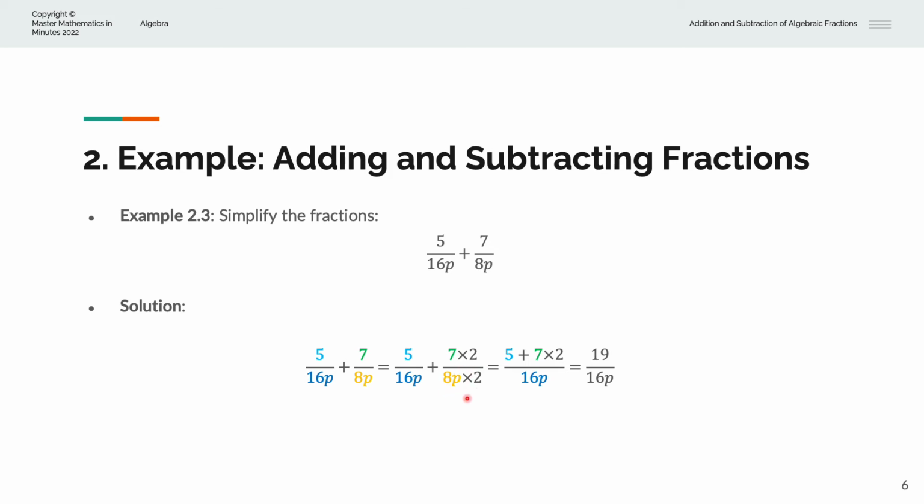So 8p multiplied by 2 is actually 16p, so it matches the denominator of the first fraction. Because of that, we're able to sum the numerator. And so that becomes 5 plus 7 multiplied by 2 over 16p, and simplifying that further, we get 19 over 16p.